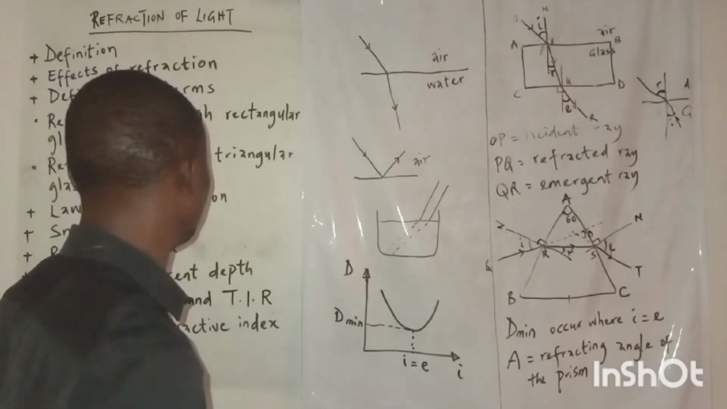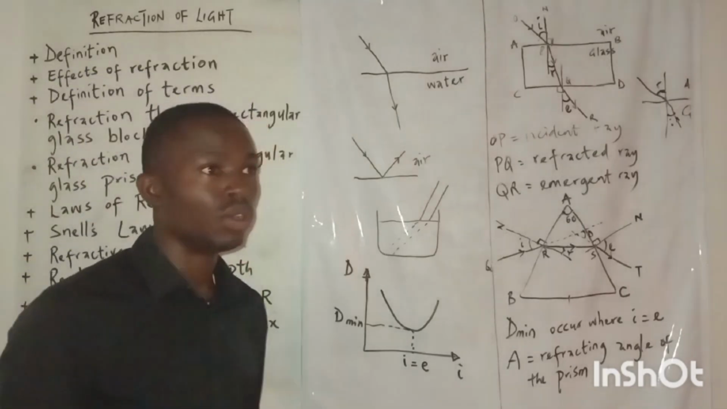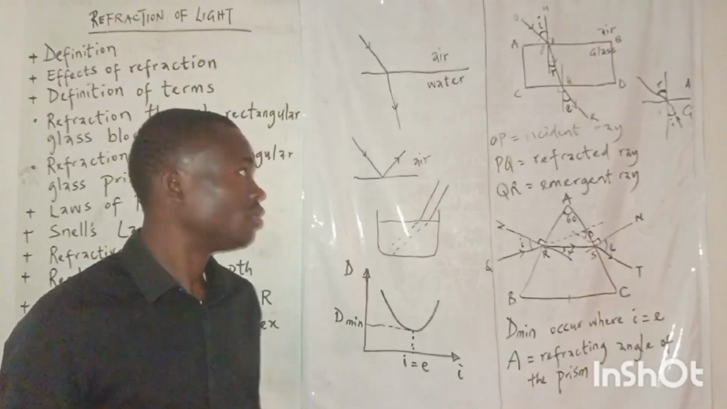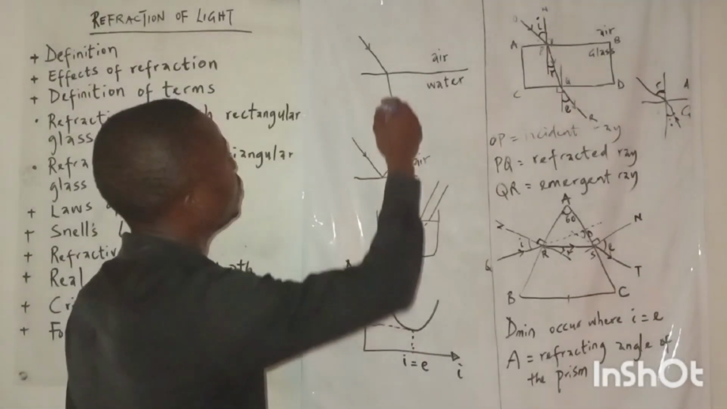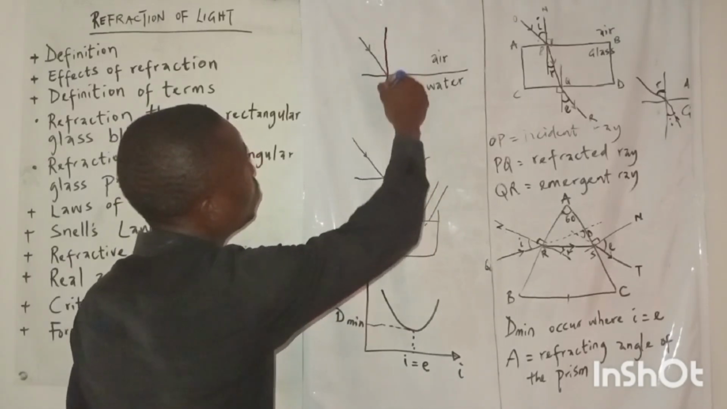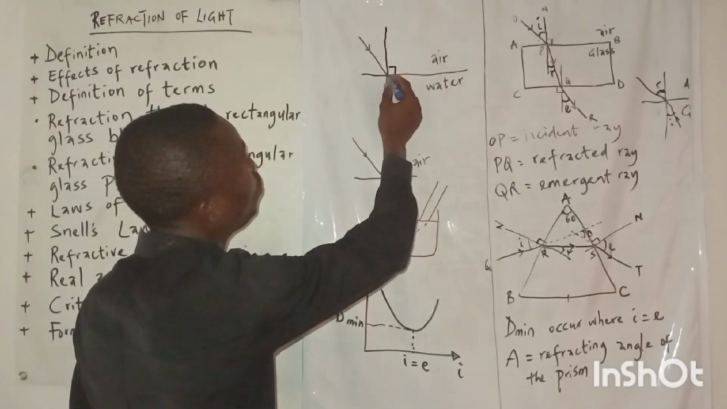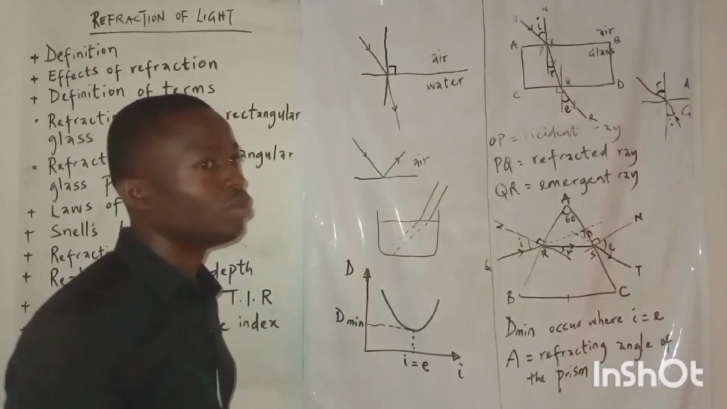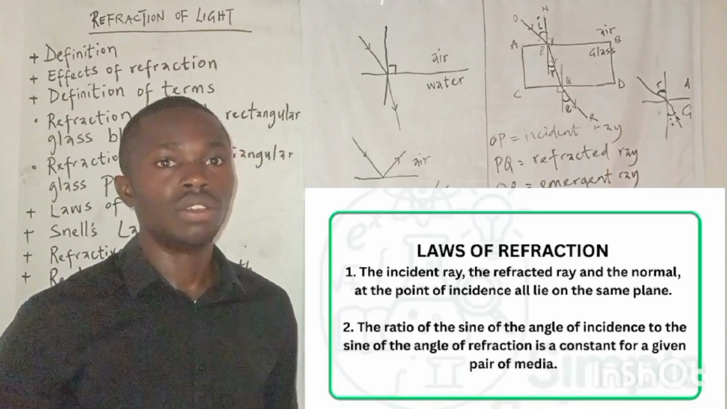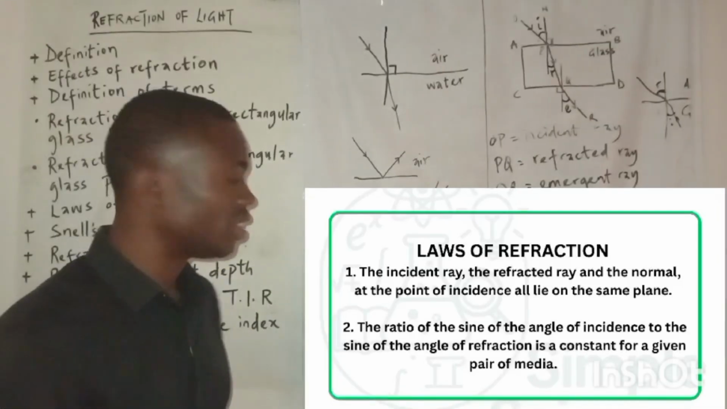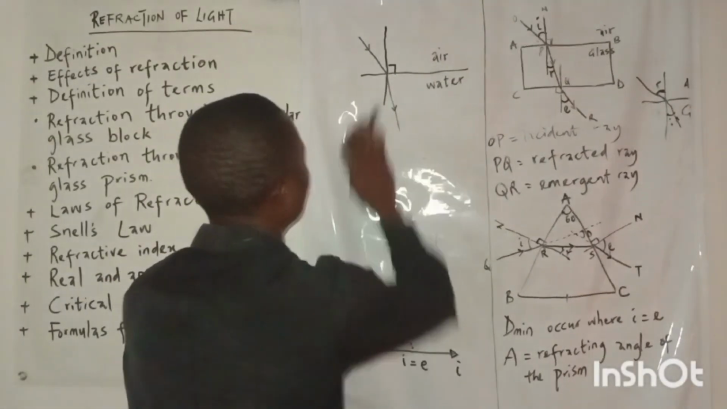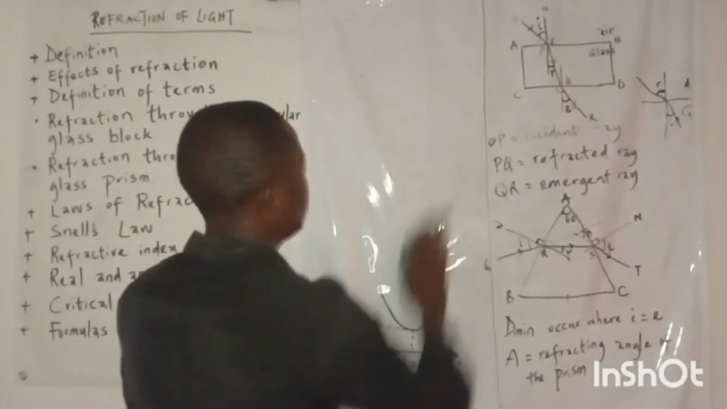Now we go to the laws of refraction. There are two laws of refraction. The first law states that the incident ray, the refracted ray, and the normal at the point of incidence all lie on the same plane. Then the second law states that, let me quickly erase these things.